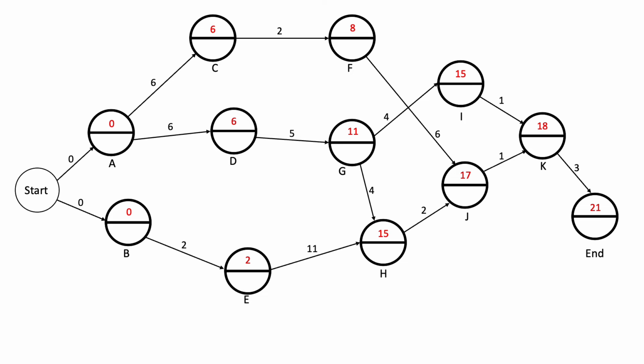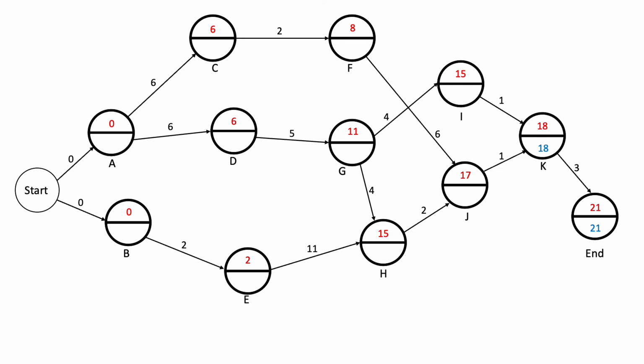We can glean some more information from this network, so let's do some backward scanning. I'll label the bottom half of each node with the latest possible time that task can be started while still staying on pace for the 21-day finish. To backward scan to a previous node, we just need to subtract the time it takes to complete that task from our current node's latest start time.